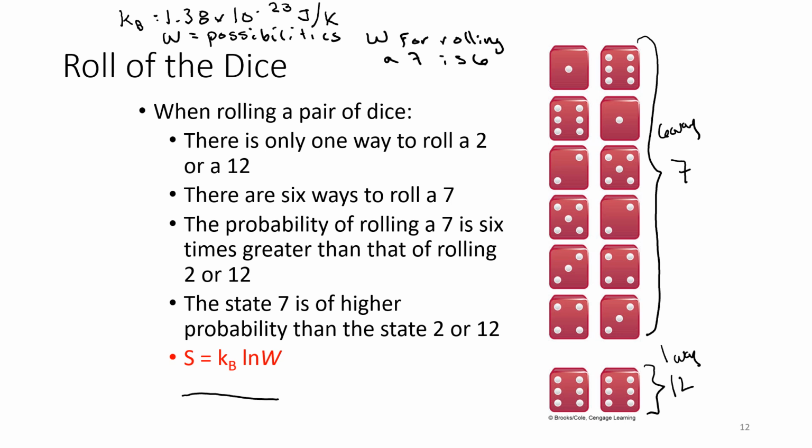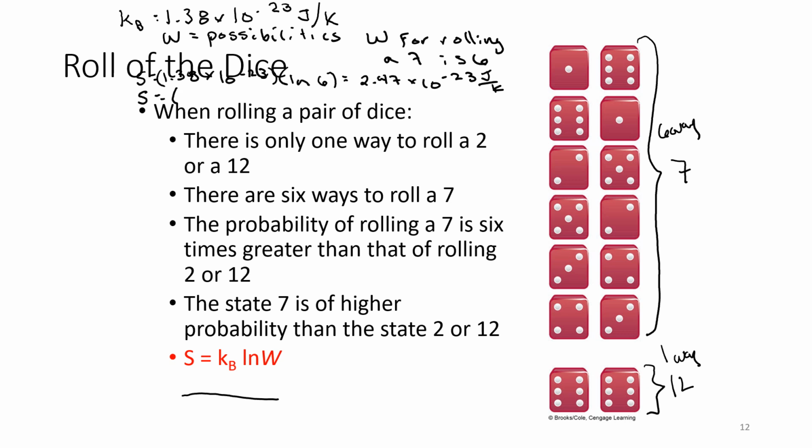right, is going to be S is equal to our Boltzmann constant, 1.38 times 10 to the minus 23rd joules per Kelvin, times the natural log of 6. When I calculate that, I'm going to get 2.47 times 10 to the minus 23rd joules per Kelvin. That's a really tiny number, right? But let's do it for rolling a 12.